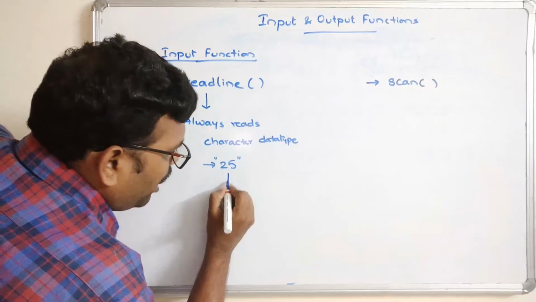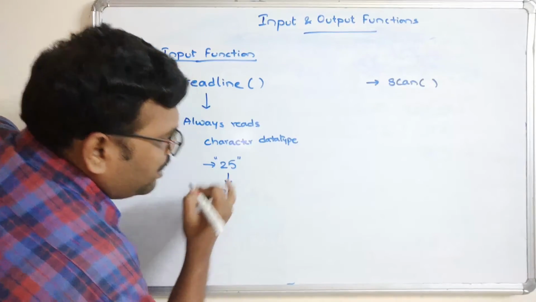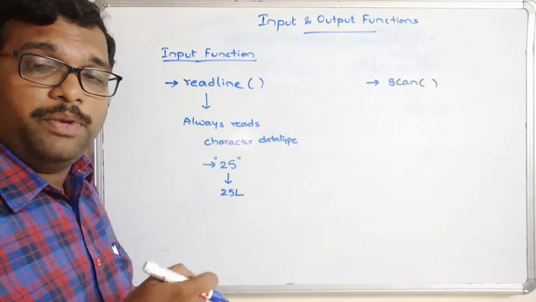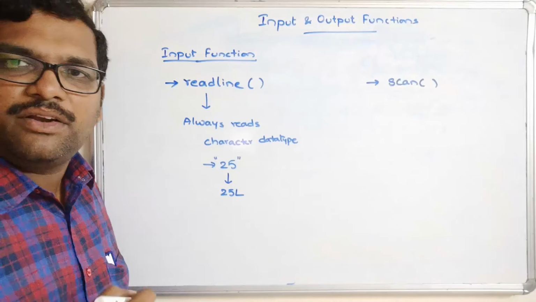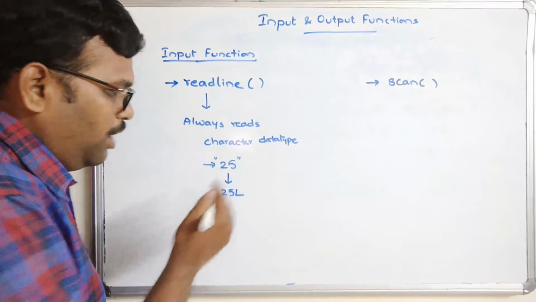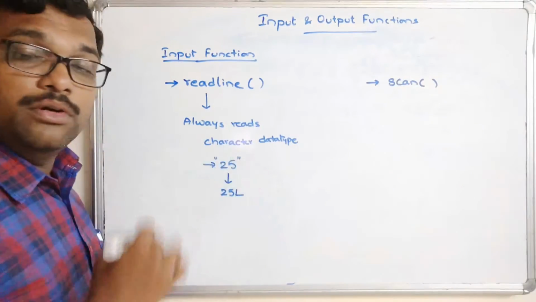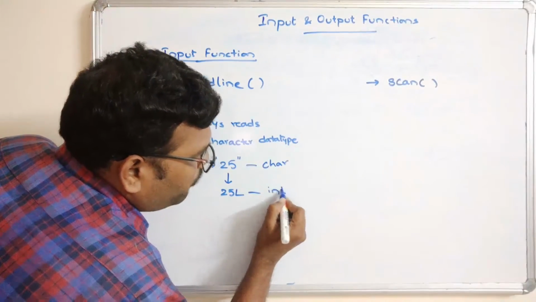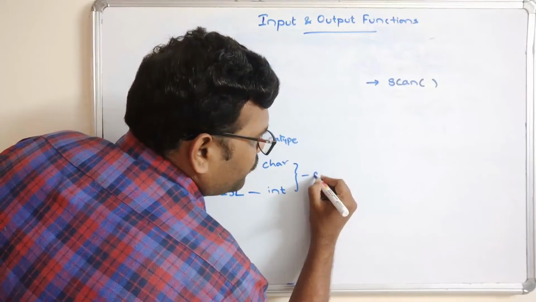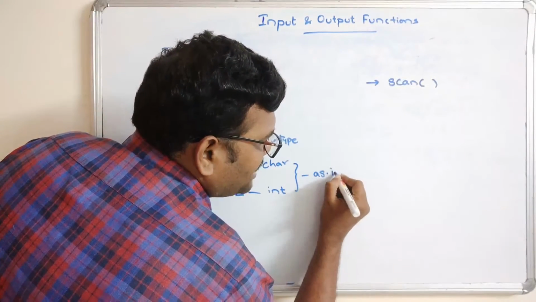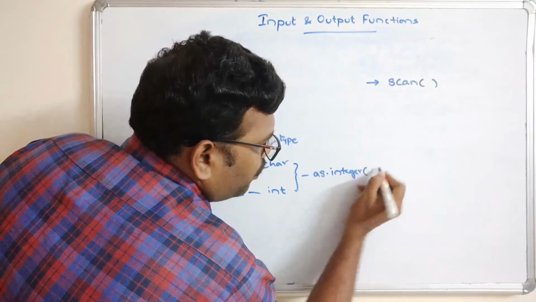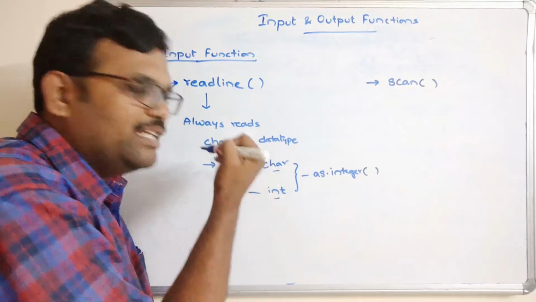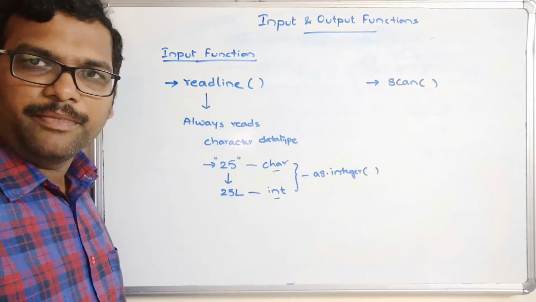So how can we change this character into an integer? We know that an integer value should end with an L. It should be represented with an L at the end of the number. So how can we convert this character into this integer? This is a character and this is an integer. For this conversion we are going to use a function called as.integer. By using this function we can convert any data type to the integer data type, right?